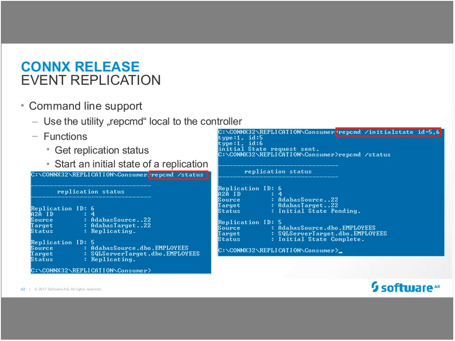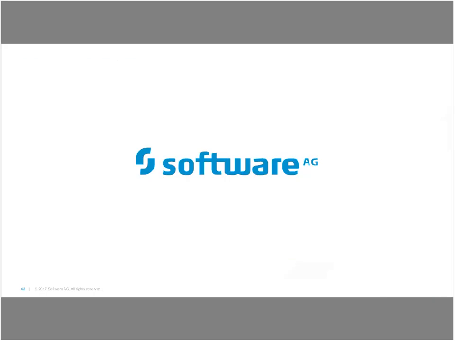The same is true for initial state: you can also initiate an initial state for replication tasks, and here we also use the IDs you get from the administration. Then you can initiate the replication and get the status, and after that, initial state pending or initial state completed in this case. And with this slide, I'm at the end of my journey presenting the new information and the new functionality we provide to you with the October release.